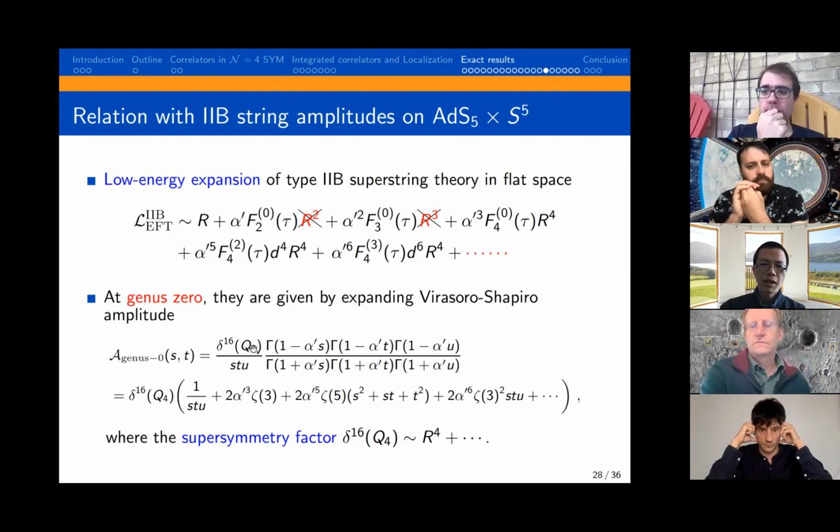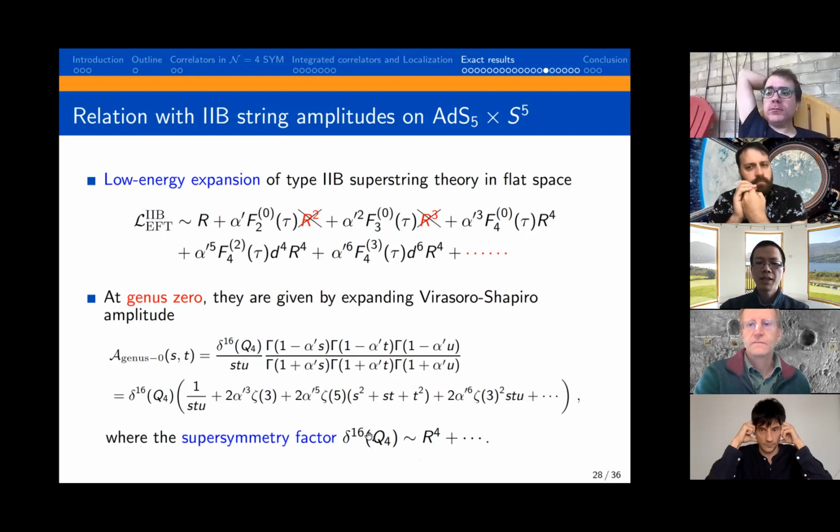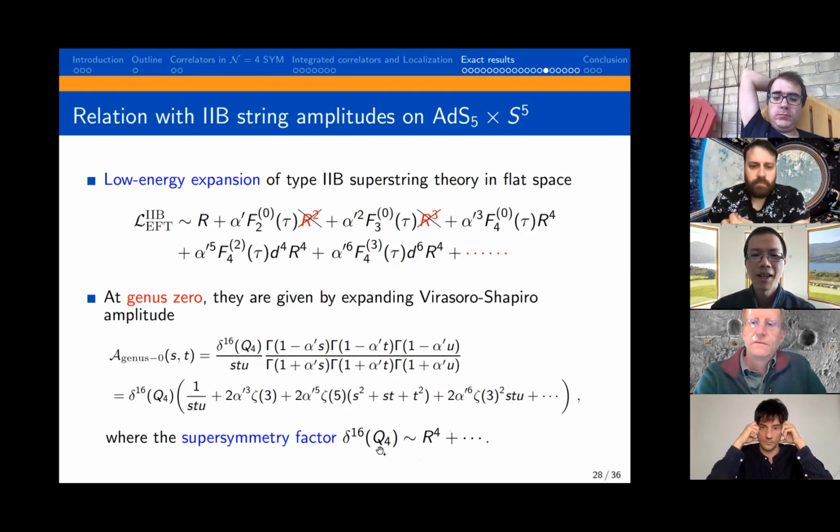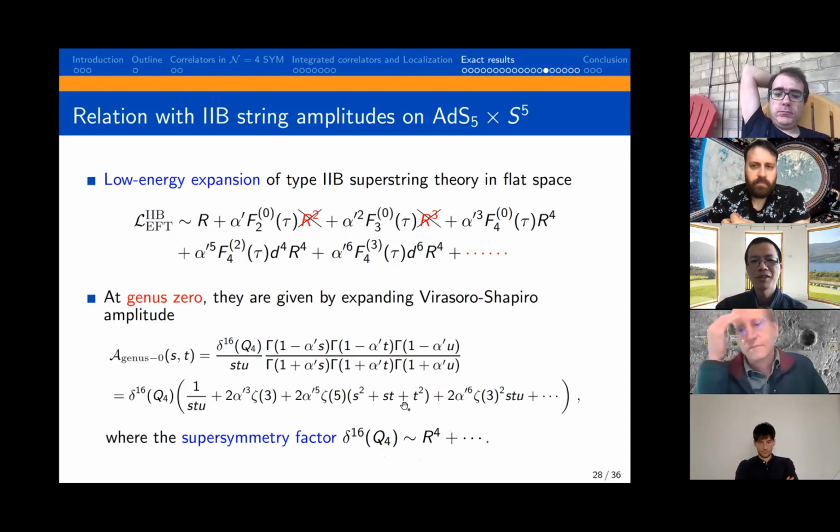So I already used this delta Q. Well, it's done due to supersymmetry, and you can think of delta Q as R to the 4. I should also mention that this delta Q is precisely related to this I in the correlator I discussed long ago. When I introduced I, I mentioned that it has something to do with delta Q.